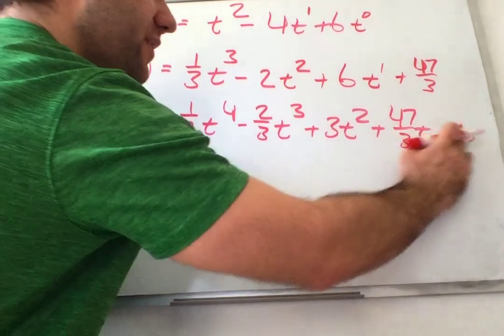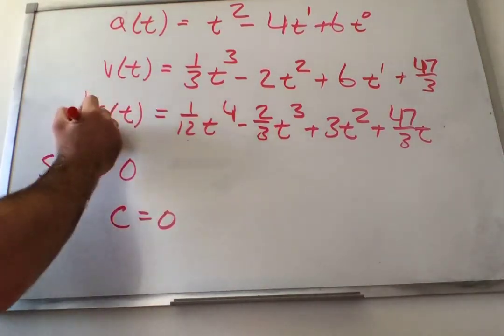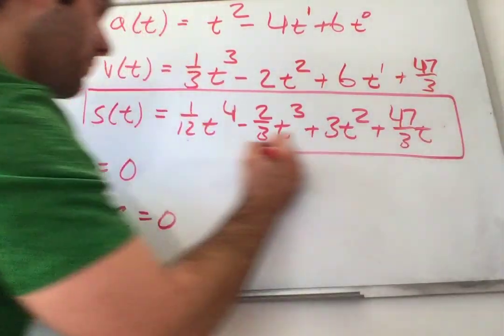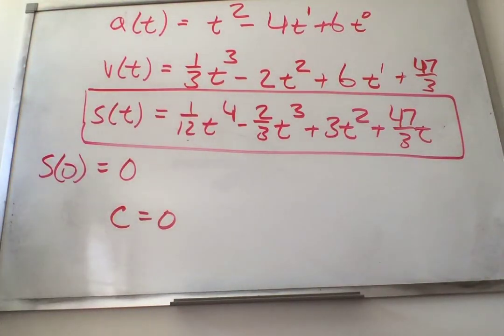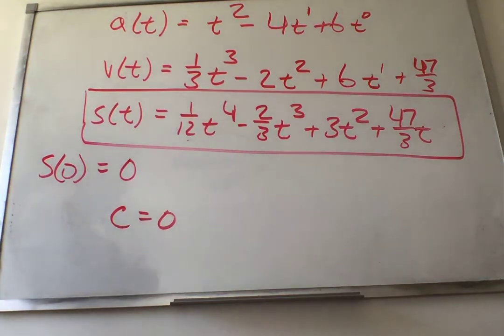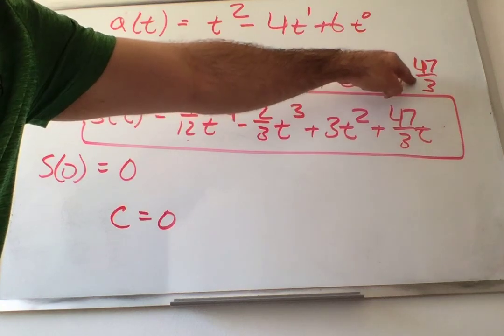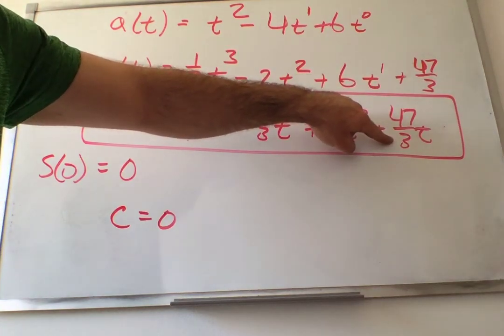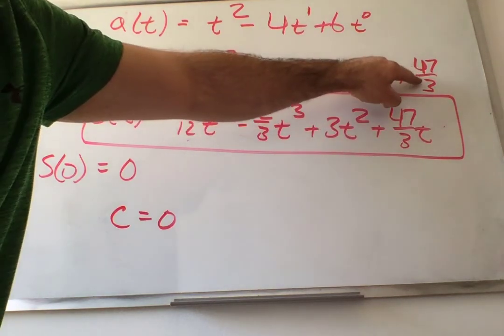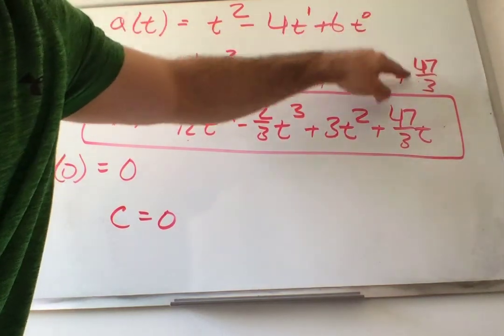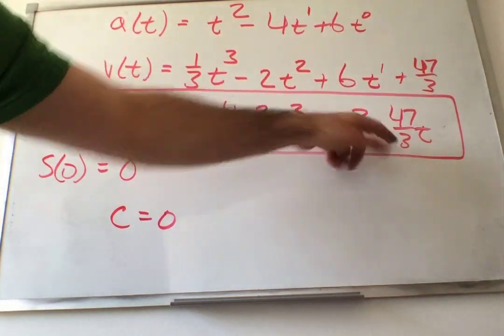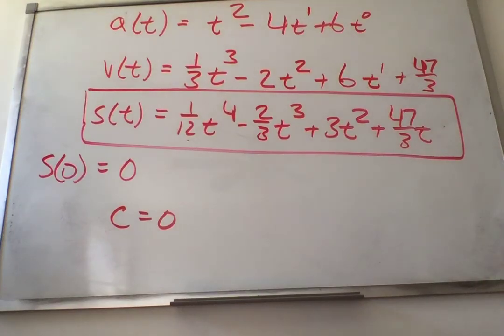So, we can get rid of this. So, here is the answer. This is what they are looking for. This is the position function. Okay? Now, again, if I have this number wrong, the only part that's going to be wrong is this piece right here. So, if it's wrong, replace it with the correct number right there, and you'll have the correct answer. Okay?